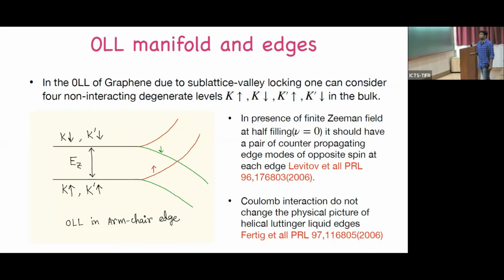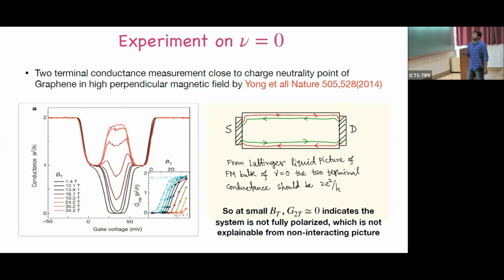People have also studied the Coulomb interaction at this edge, and found that it doesn't change the nature of these edge states. It only gives a Luttinger liquid behavior. Okay, so all of this is good. Now after this, it took a lot of time to actually do the experiment on this graphene system.